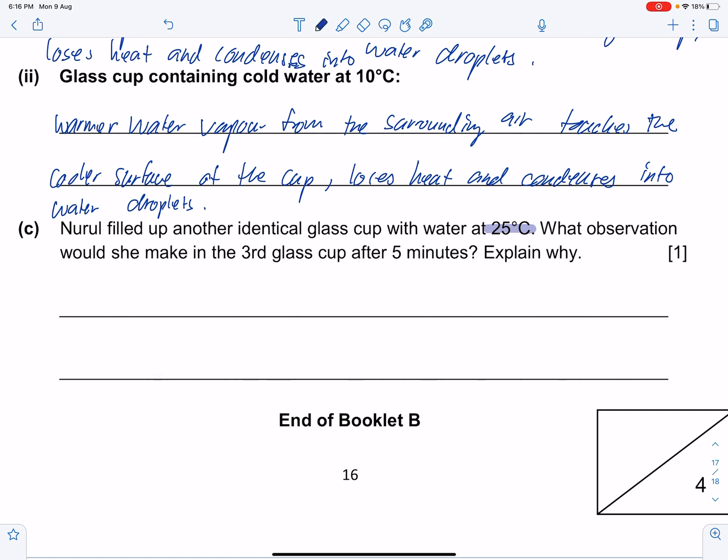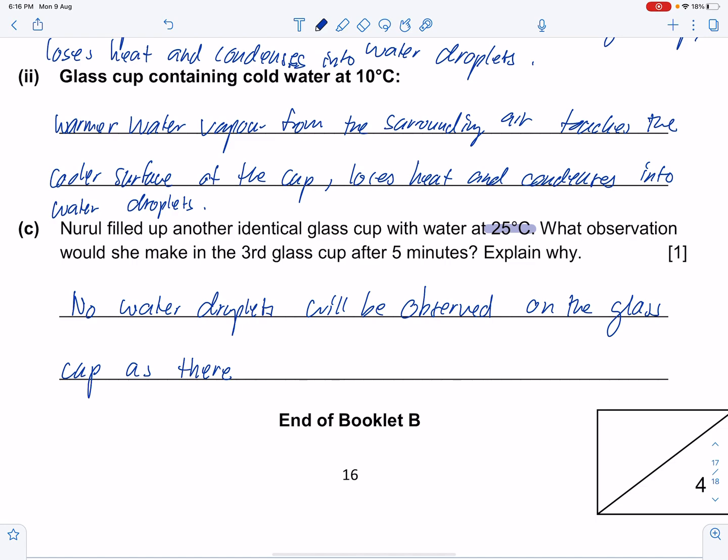Okay? So you could say that no water droplets will be observed on the glass cup as the water is the same temperature as the room. Okay, so because of the same temperature, there is no heat gain, no heat loss. So therefore, there's no condensation.